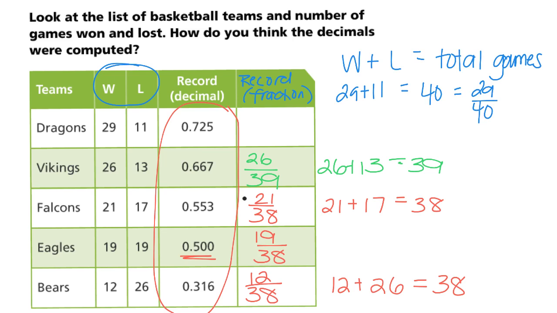So if you think of it carefully, you already know how to put these decimals in order from least to greatest. So the team with the greatest record would be in first place, which are the Dragons. And then you would have the Vikings, the Falcons, the Eagles, and then the Bears would be in fifth place. Okay? So what you're going to do today is try to do the same thing yourself in your practice book.